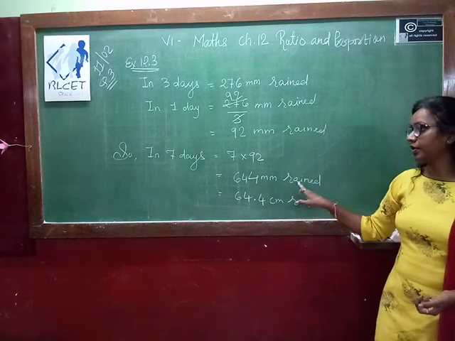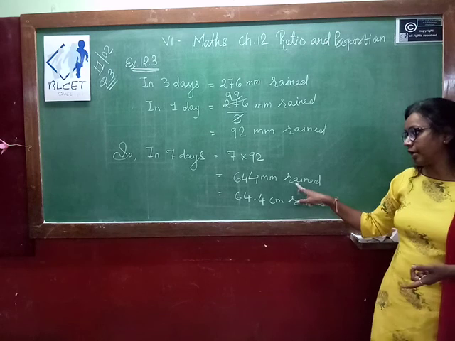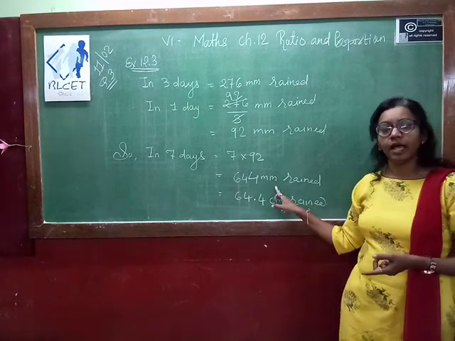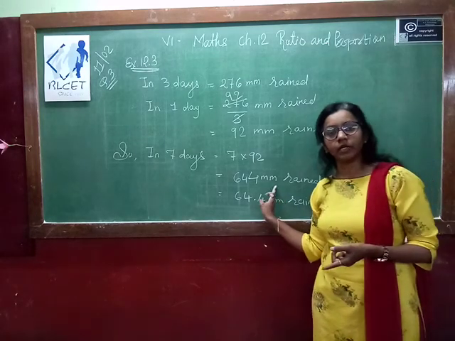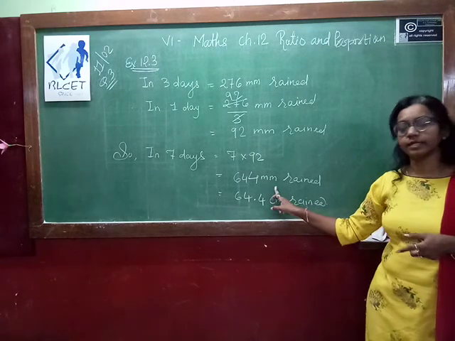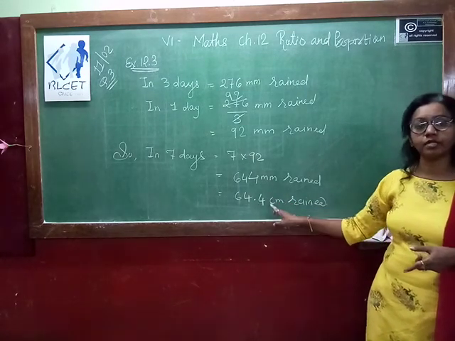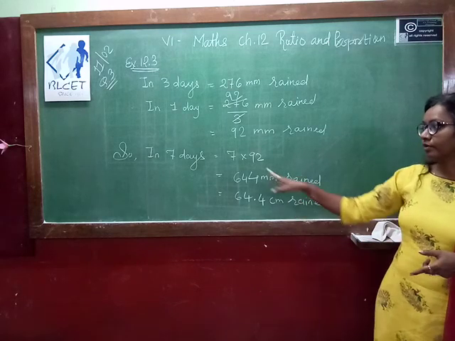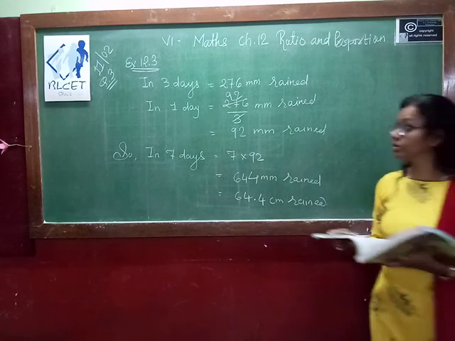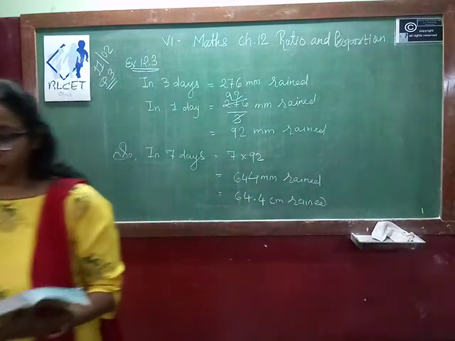So what is the answer? 644 millimeter rain. Now the question is that we have to find in centimeters. So this millimeter we have to convert into centimeter by dividing by 10. As we know that 1 centimeter is equal to 10 millimeters, so 1 millimeter is equal to what? 1 by 10 centimeters. So we have to divide by 10. So what is the answer? 64.4 centimeter rain in 7 days. So this way we can solve question number 3. Move on to the next question. Question number 4.